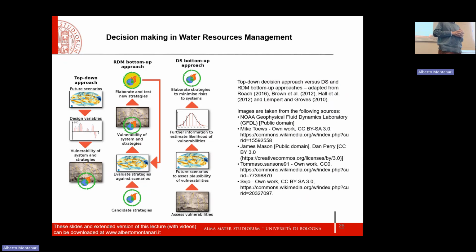You already know what it is about. It starts from climate scenarios and goes through the identification of alternatives. In the middle, we have the bottom-up approach with the example of robust decision-making. As you may remember, it starts from candidate strategies, evaluates strategies against scenarios, and then vulnerability, and elaborates and tests new strategies.